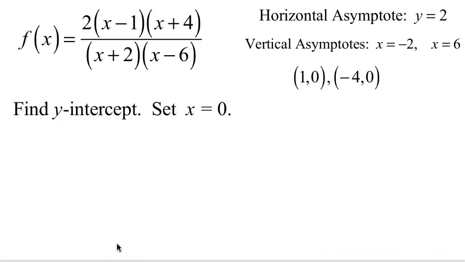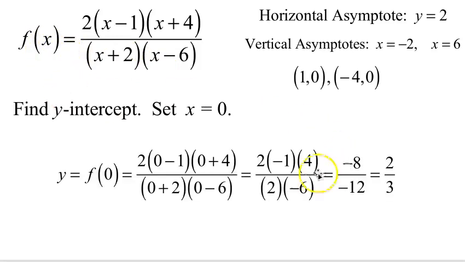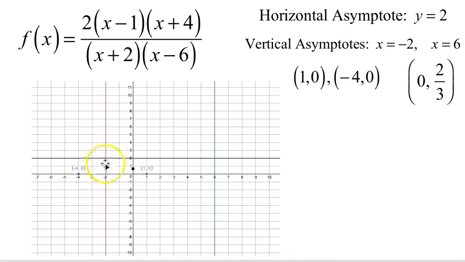Next, I want to find the y-intercept. We will do that by setting x equal to 0. So f of 0 will correspond to the y-intercept. 0 minus 1, negative 1; 0 plus 4 is 4; 0 plus 2 is 2; 0 minus 6, negative 6. Negative 8 upstairs, negative 12 downstairs, and we get 2/3. So the y value will be 2/3 when the x value is 0. So we have the 2 x-intercepts and the 1 y-intercept that will help us work the graph. And there you can see the (0, 2/3) is there.